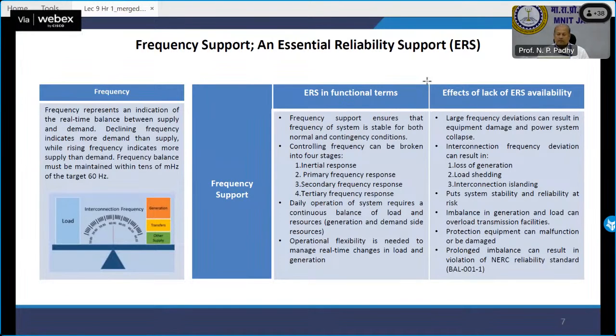Now, what are the effects if you do not have essential reliability support? Large frequency deviation can result in equipment failure. Interconnection frequency deviation can result in loss of generation, load shedding, interconnection islanding, plus system stability and reliability at risk. Imbalance in generation and load can overload transmission facilities. Protection equipment can malfunction or be damaged. Prolonged imbalance can result in violation of reliability standards.